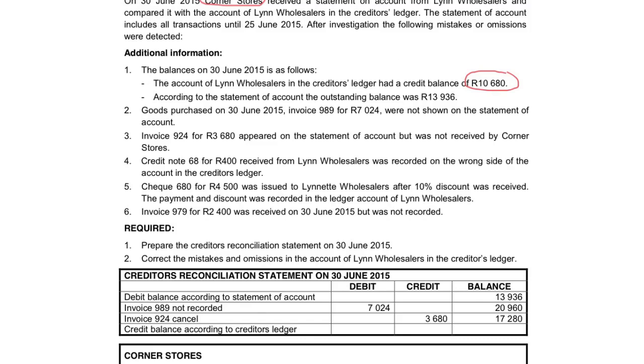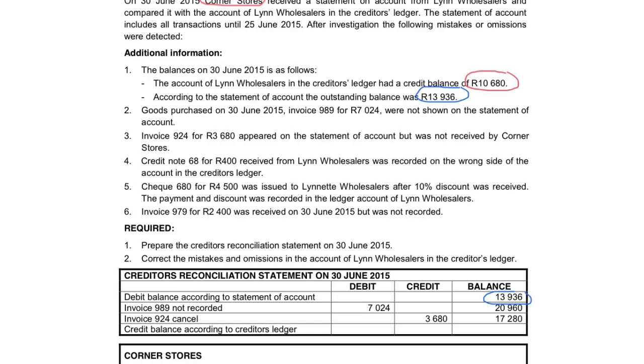If we read the rest of the entry, according to the statement of account, the balance according to Lynn Wholesalers is 13,936. So that means in their books they say that Corner Stores owes them 13,936 at the end of the month. That 13,936 will be recorded in the creditors reconciliation statement to indicate this is the amount that they determined, and we will have to adjust that amount with the mistakes they made or omissions so that we can see if the two balances will be the same eventually.